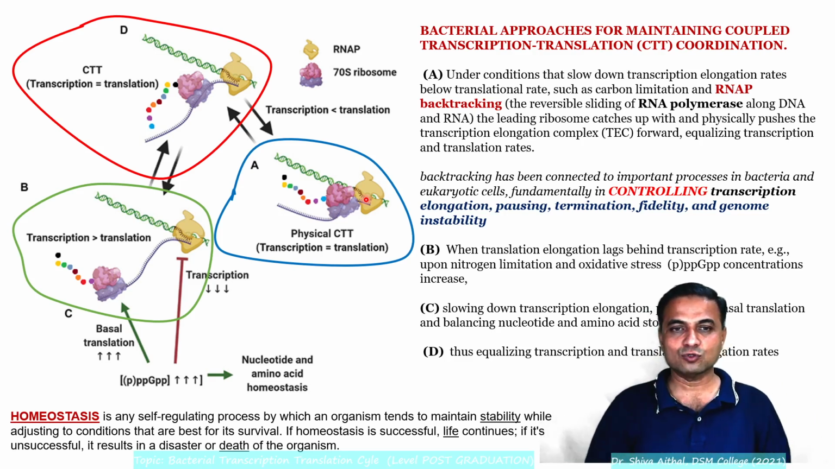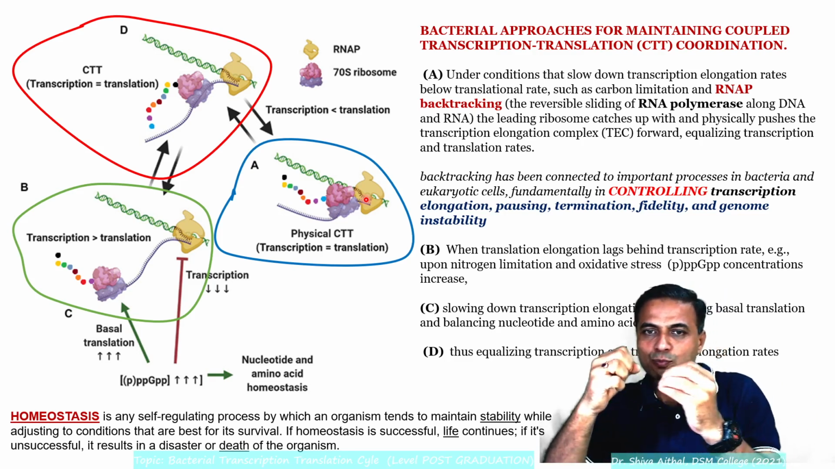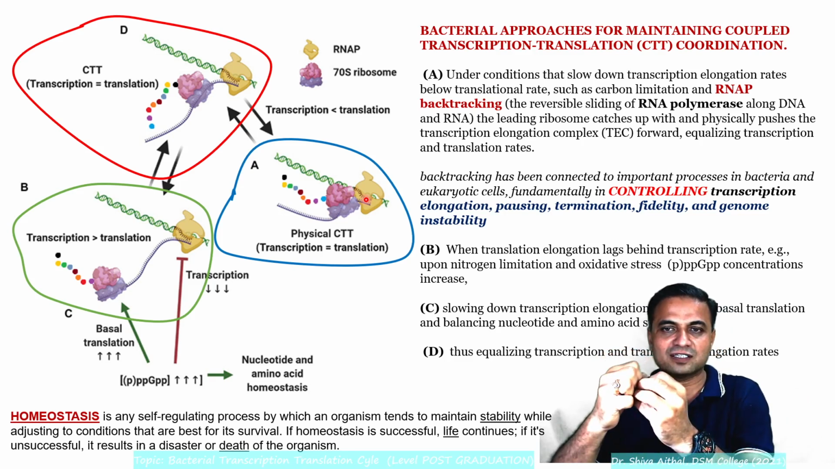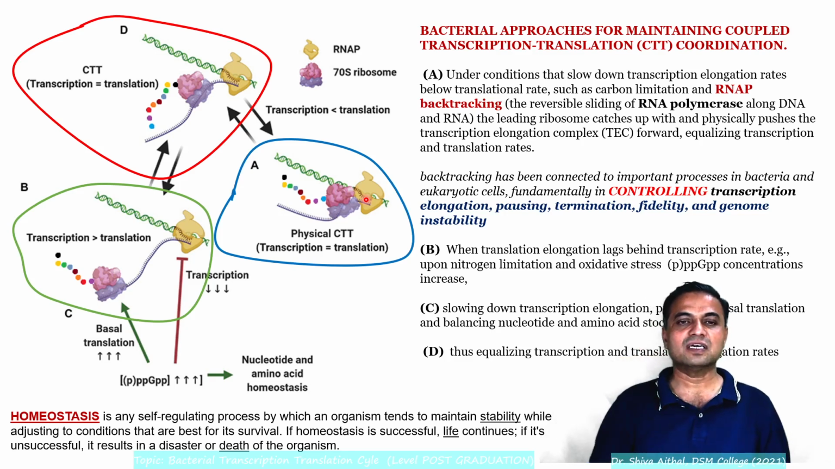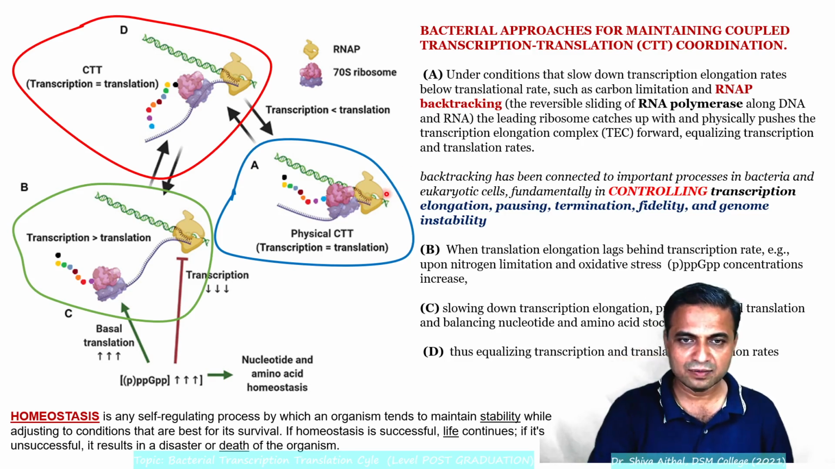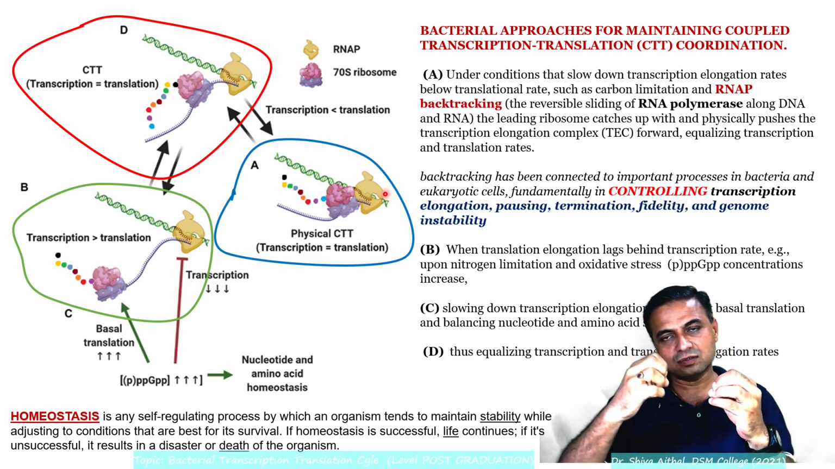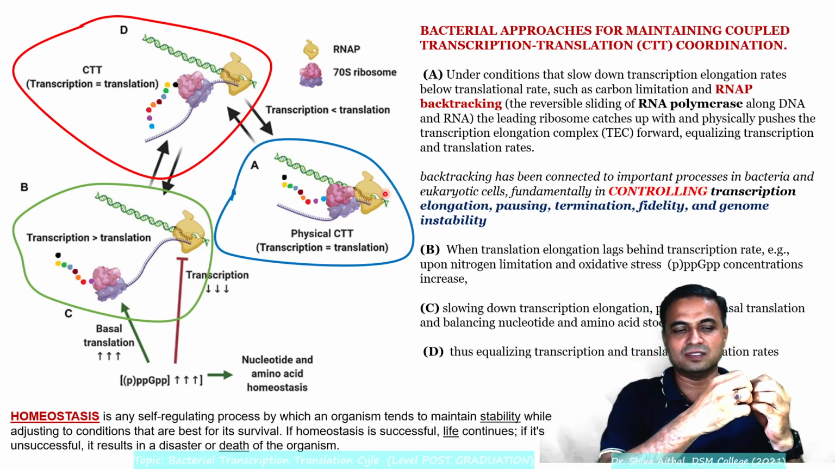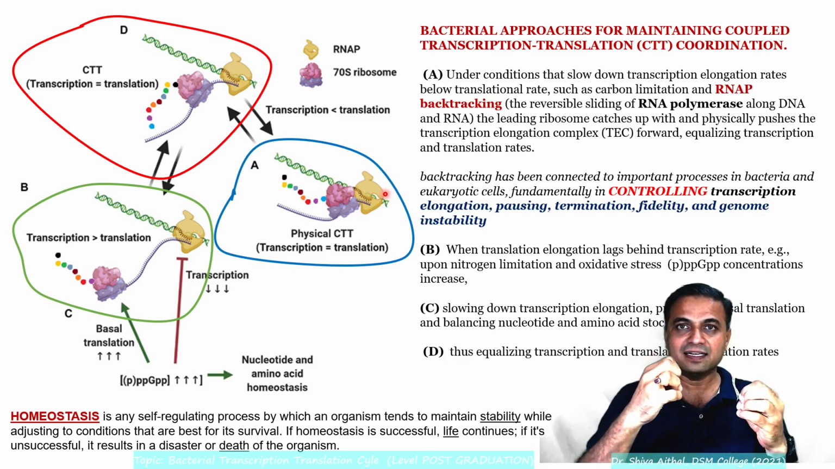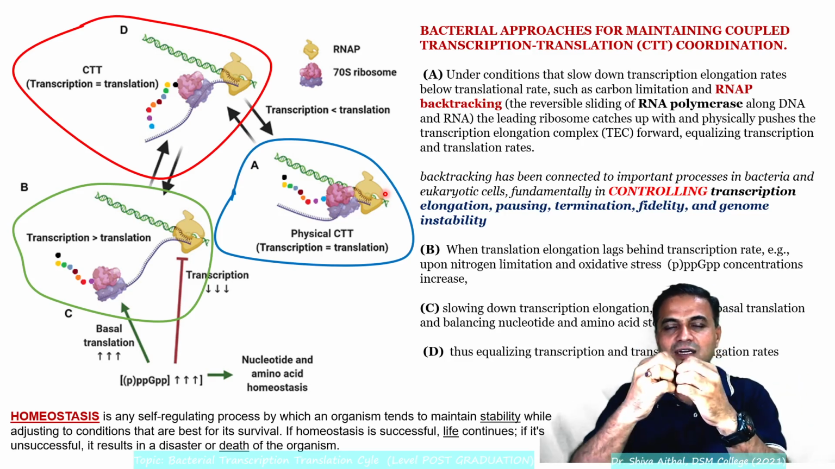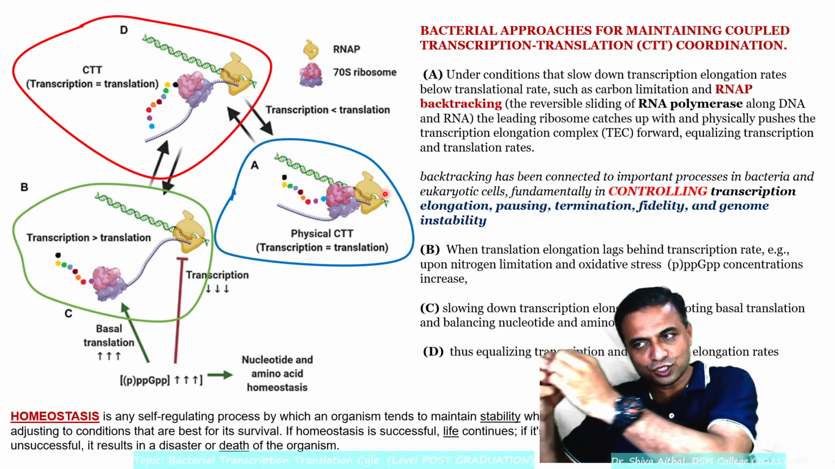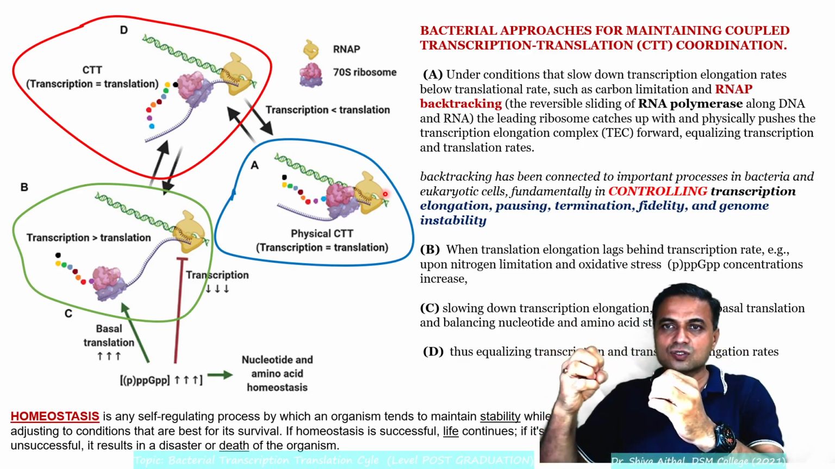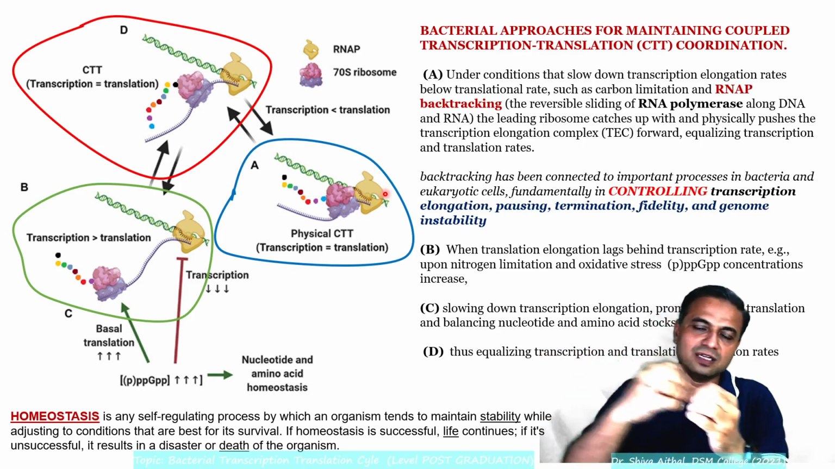The leading ribosome catches up with and physically pushes the transcription elongation complex, that is the TEC, forward, equalizing the transcription and the translation rate. So as this is moving, backtracking is the reversible sliding of RNA polymerase. In normal conditions, if backtracking is not there, meaning the RNA polymerase has the same speed as that of the ribosomes, then they will move together, and this will push it to keep moving. But if this is fast and this is slow, then there will be backtracking.